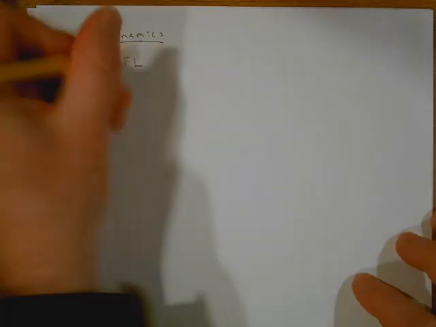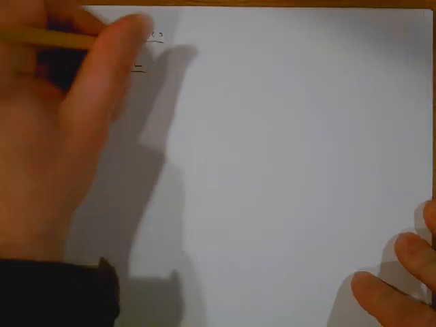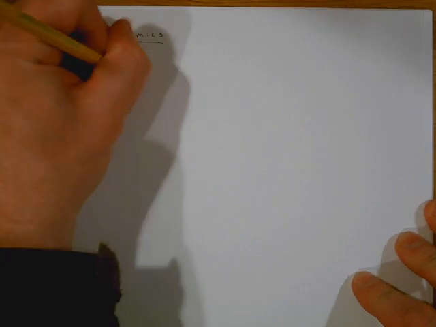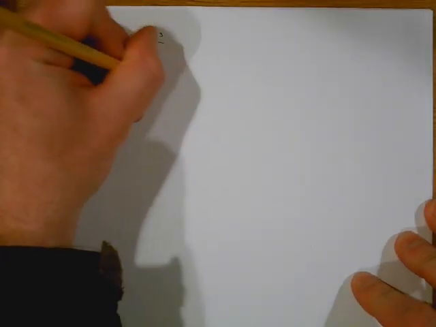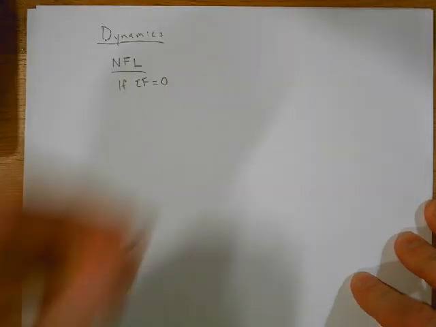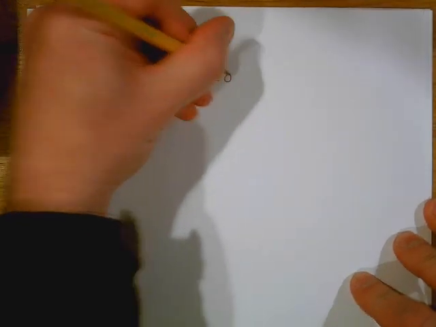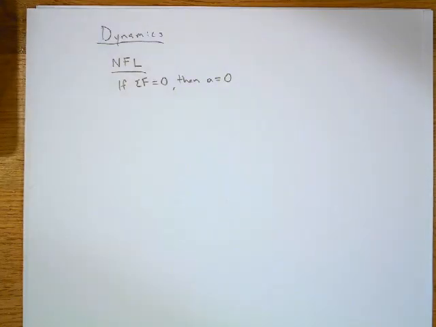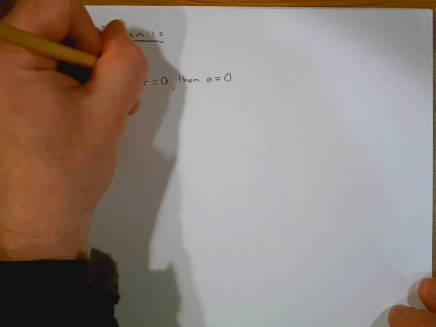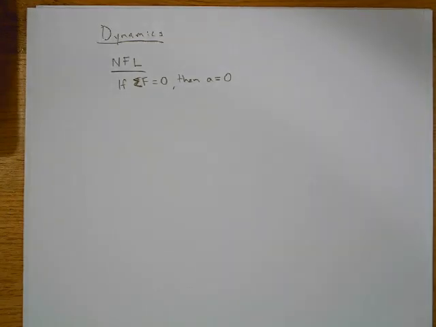Newton's first law just states that if you add all the forces up and you get nothing, then your acceleration is nothing. An object at rest stays at rest, an object in motion stays in motion along a straight line. As long as you add all the forces up and you get nothing, your acceleration can be zero.